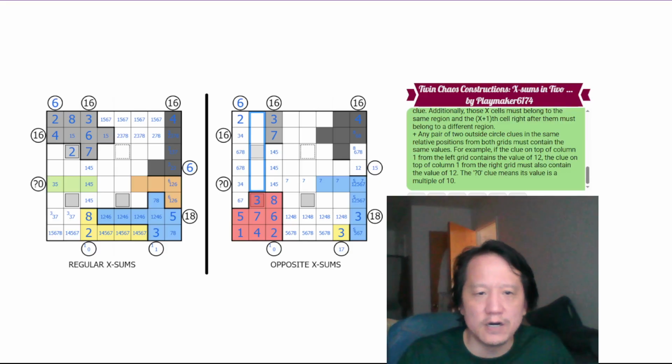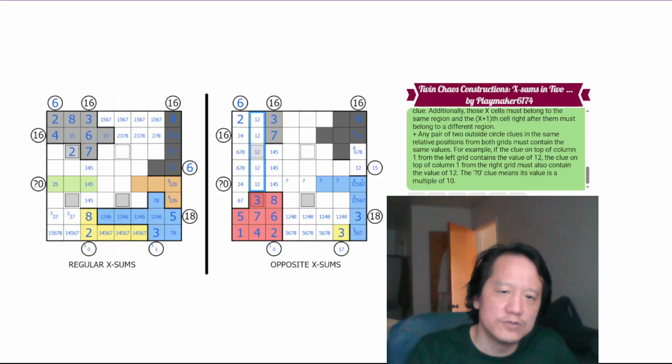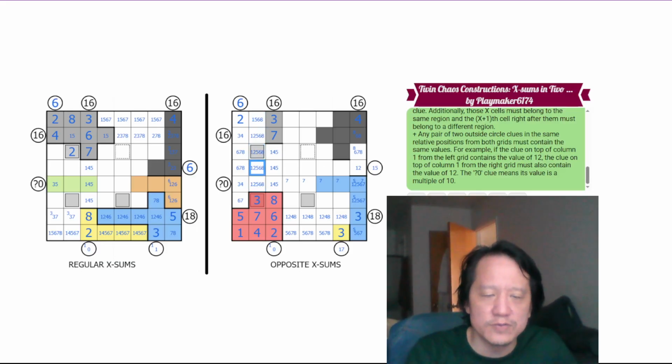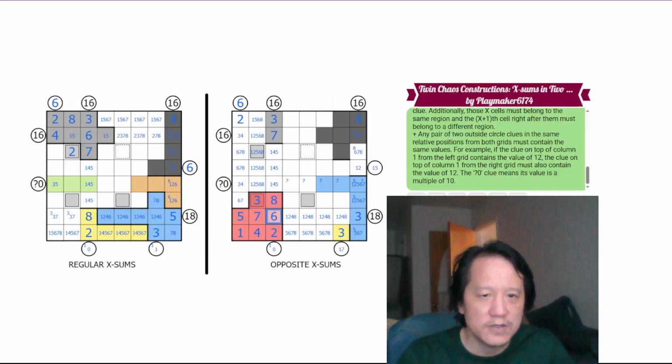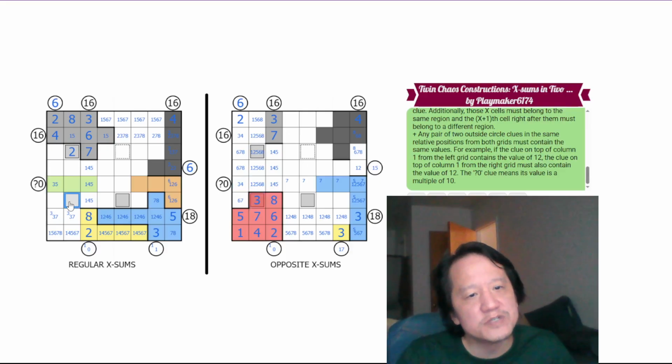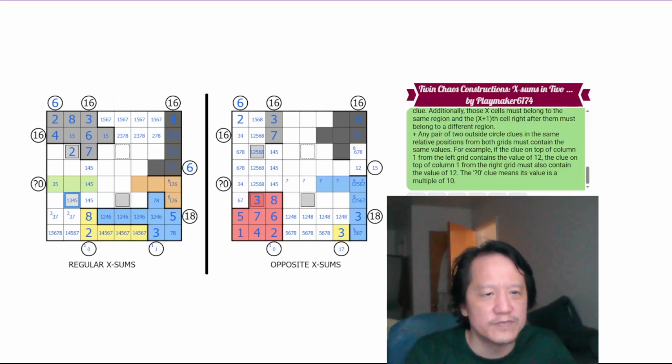Remaining digits in column 2. We have 1, 2, 5, 6, and 8. Obviously no 2 here because of 2 in the row, and then everything else is fine. This is counting vertically. So this must count horizontally. So it's up to 6. 1, 3, 4, 5, 6. Because of no 2 in the column.